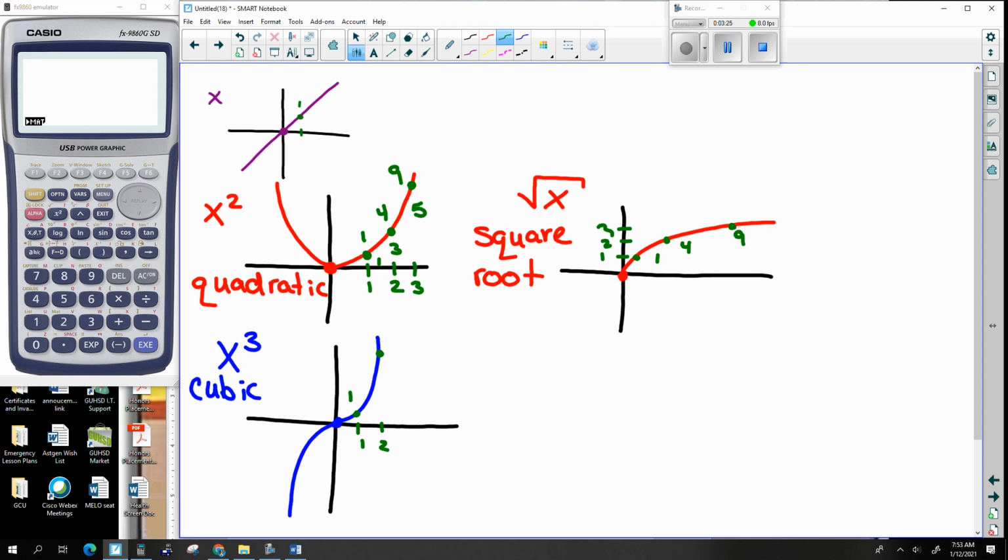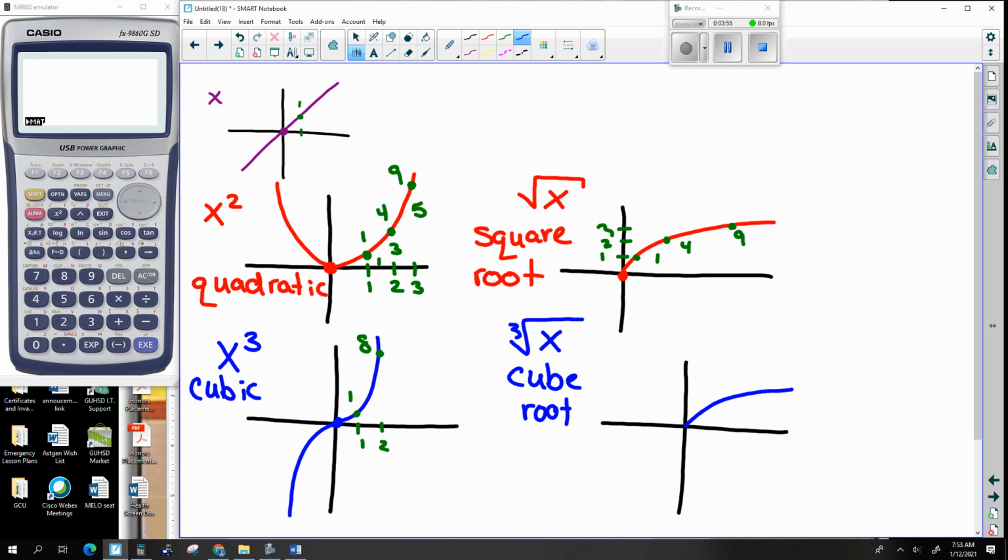So 1 to the third power is 1, 2 to the third power is 8. So you have heights of 1 and 8 from the baseline. And just like there's a square root to a quadratic, there's a cube root to a cubic. And again, it's the same thing, but just kind of sideways. Up, down, again, middle, I go 1, 2, that's the same thing as saying 1, 8.